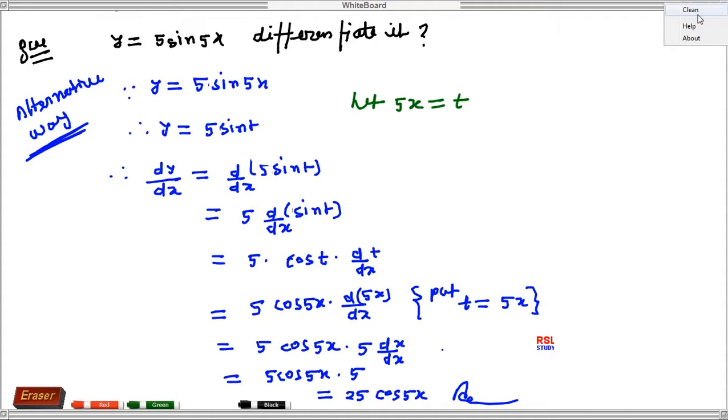So the previous method is good because that is the time-saving method, and this is a time-consuming method. So according to the time factor, the previous method is good.